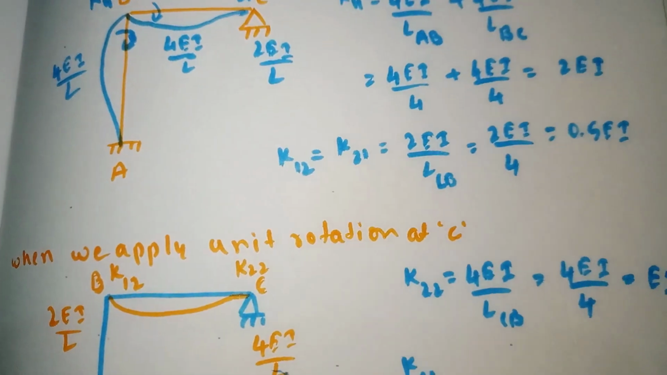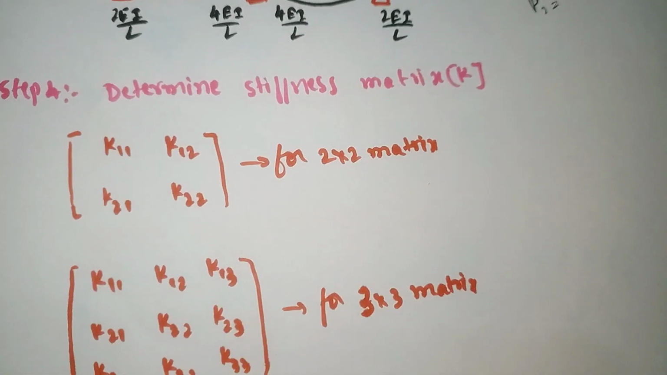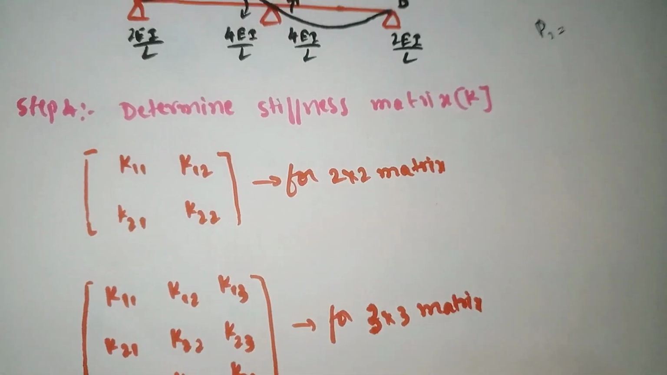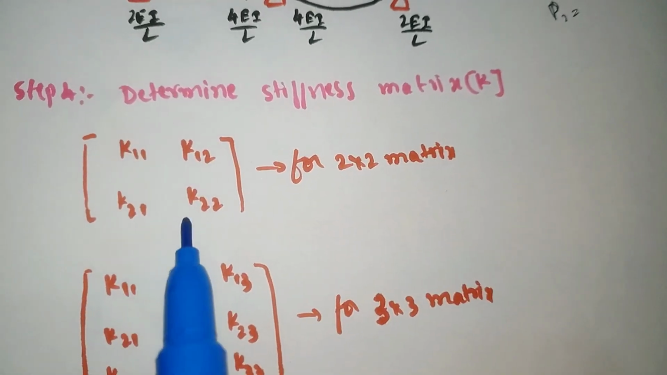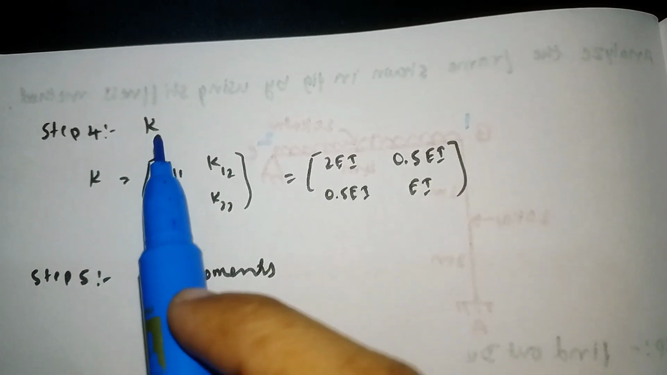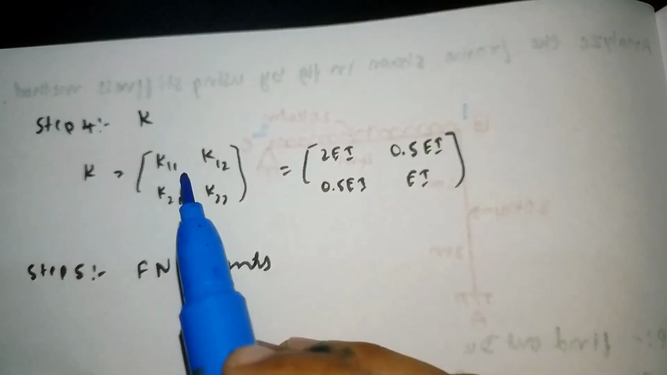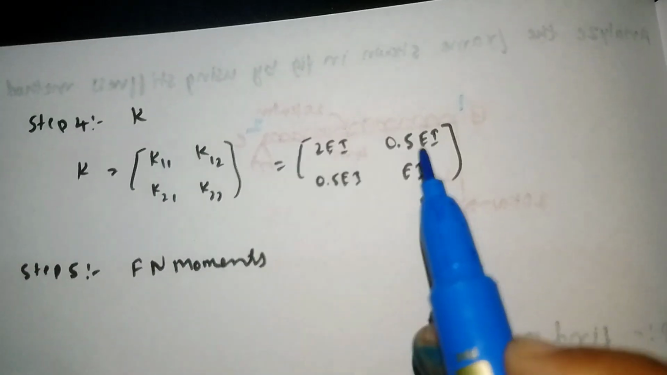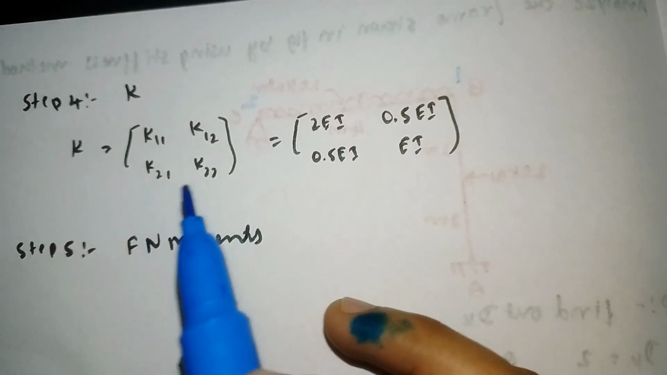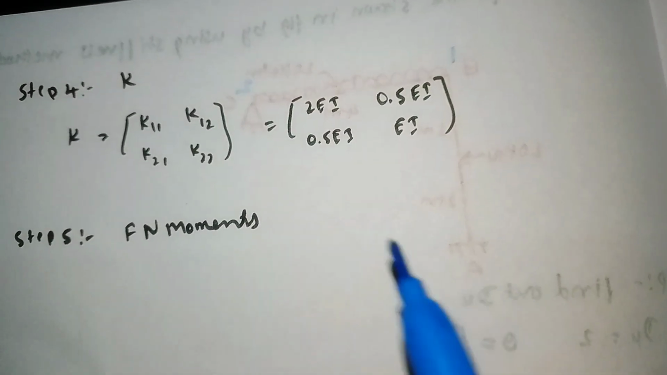So now our next step is to determine the stiffness matrix. Our DK value we got was 2, so for that we have a 2 by 2 matrix. We need to use this matrix. So step number 4 is to find the K matrix. This is our formula. Substitute all the values. K11 we got was 2EI, K12 we got was 0.5 EI, K21 we got was 0.5 EI, and K22 we got was EI. And this is our K matrix. This is how we need to find it.